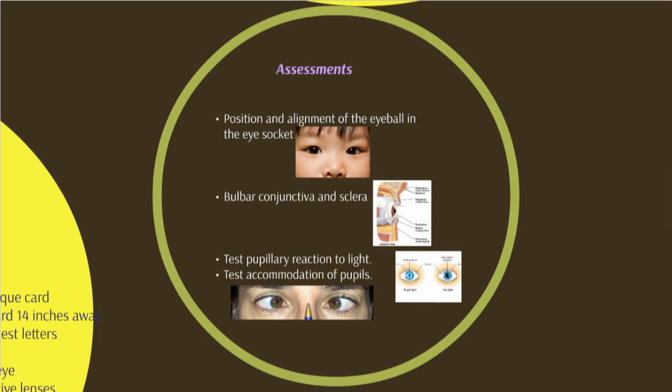Okay, that's where we're going to test the position and alignment of the eyeball in the socket. They're going to be symmetrical, like I said, aligned, without any protruding or sinking. When we're looking at the bulbar conjunctiva and the sclera, the conjunctiva should be clear and shiny. Note if there is any redness or exudate. Sclera should be white or buff.